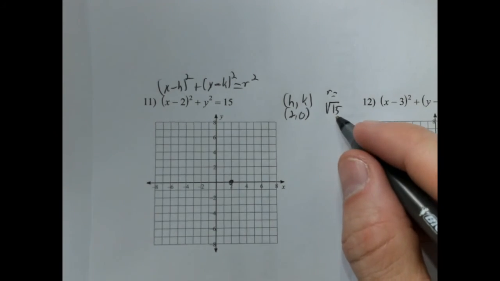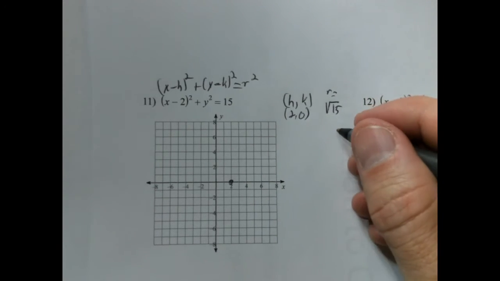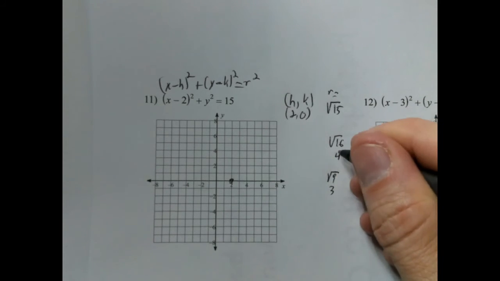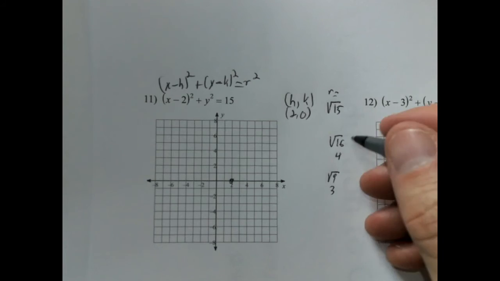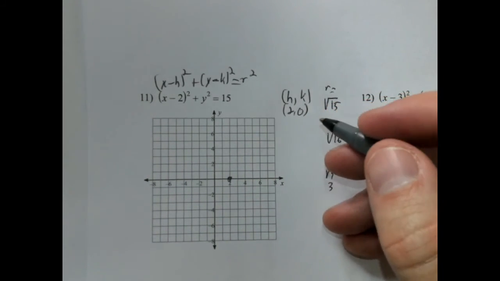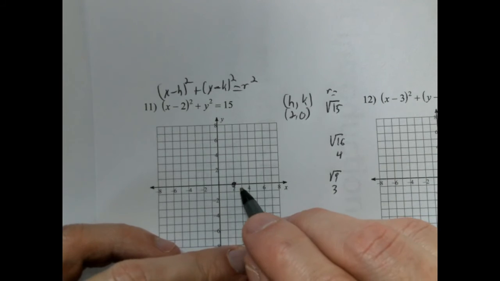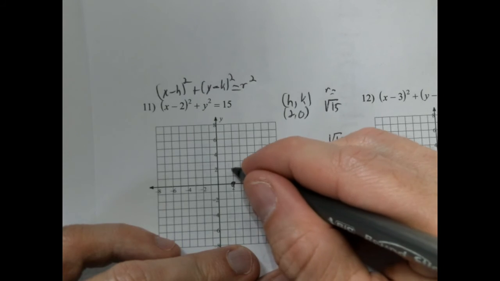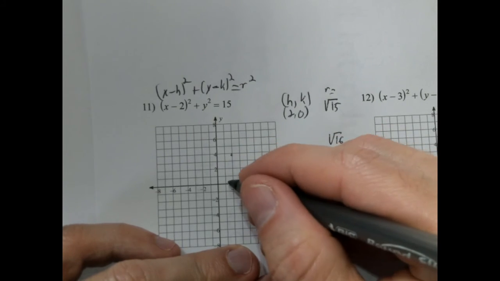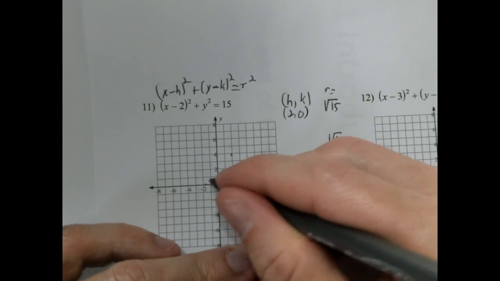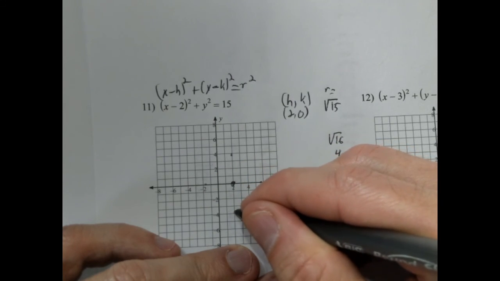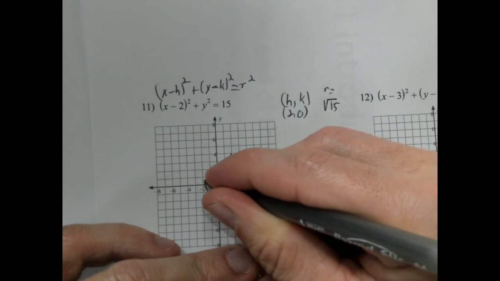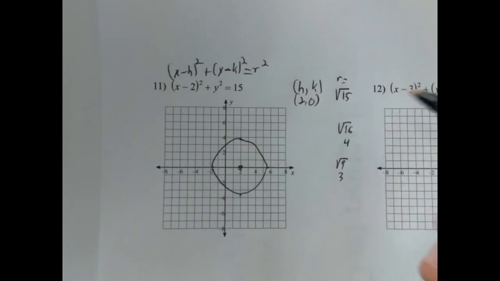Now radical 15. That's going to be just under 4 because we know radical 16 is 4. Radical 9 is 3, so it's very close to 4. We're going to say it's just under 4. So this is not going to be super accurate. We're going to go just under 4 to the right: 1, 2, 3, 4, just below that. Then up, down, and left the same way. So it's not the most accurate circle, to be honest, and without the units matching the radius, it's very difficult, but that's the best we could do.